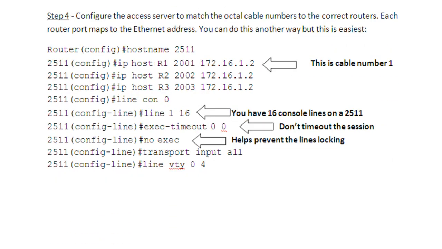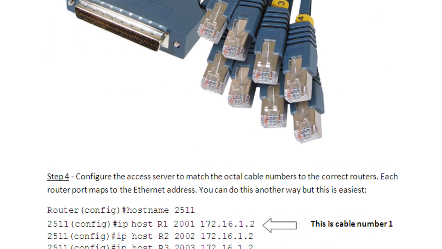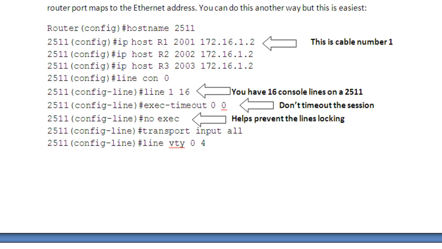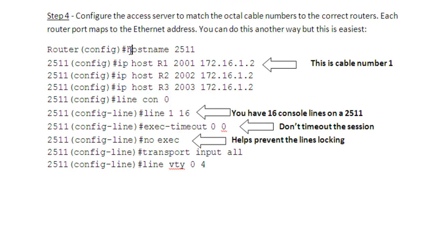Step 4, configure your access server, so the 2511, to match the octal cable numbers on the correct routers. Just to start with, connect one or two routers up. So cable number 1, which is this one here, connect to whichever router you want to begin with. And I've basically got some of the commands here. So we'll go through these.